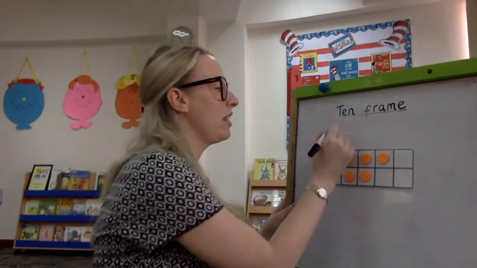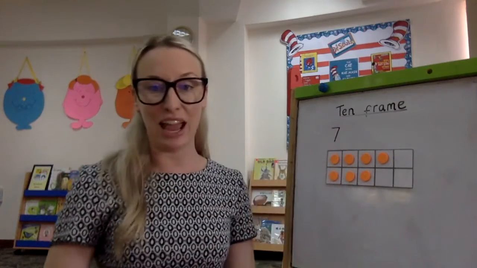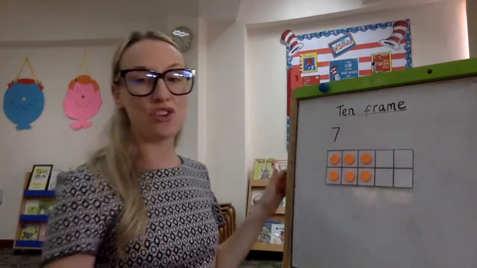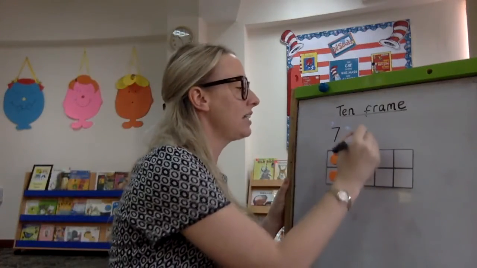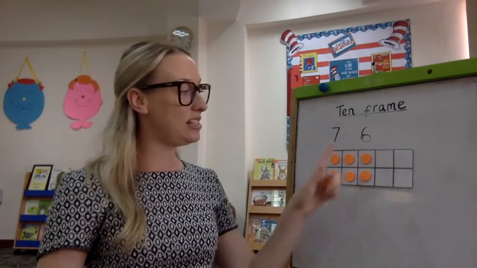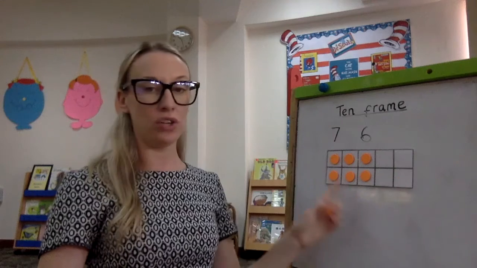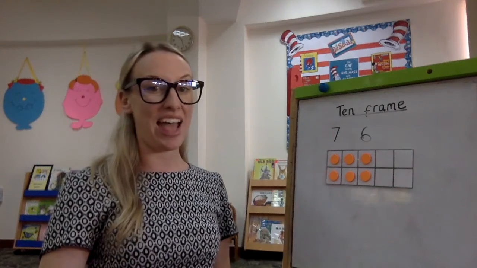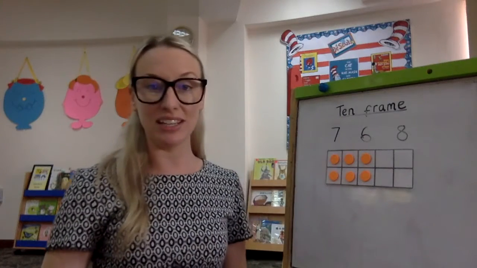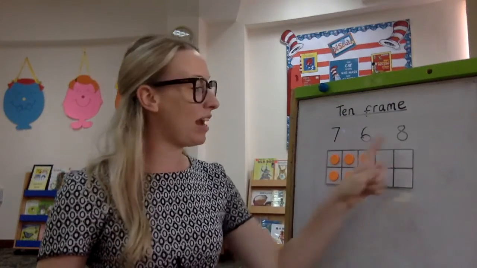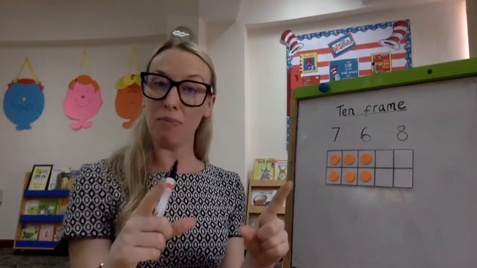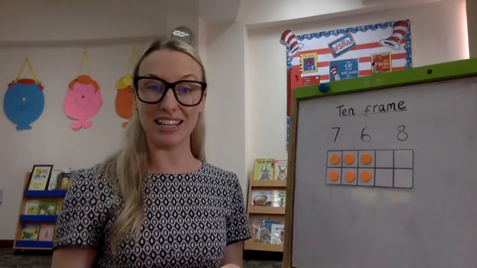First, try with 7 counters like I have. Then, try with 6 counters. How many different ways can you arrange 6 counters on your 10 frame? Then, try with 8 counters. How many different ways can you arrange 8 counters on your 10 frame? You could take a picture each time and then send it on ILD.